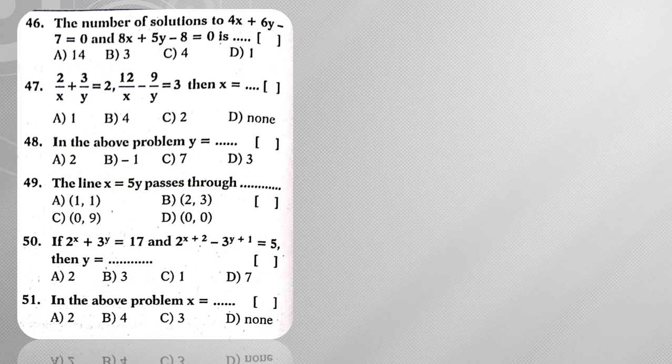Next, moving on to question number 46. The number of solutions to the given equations. So 4 by 8. Next is 6 by 5. Next is -7 by -8. Now clearly these two are not equal. So clearly, 4 by 8 is not equal to 6 by 5. Hence it has unique solution, right? So it has unique solution.